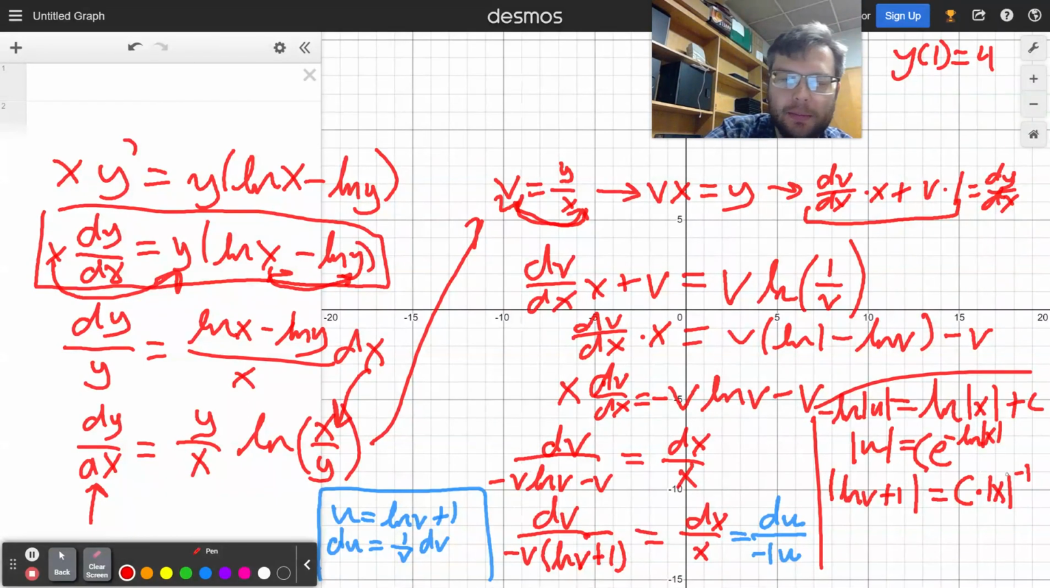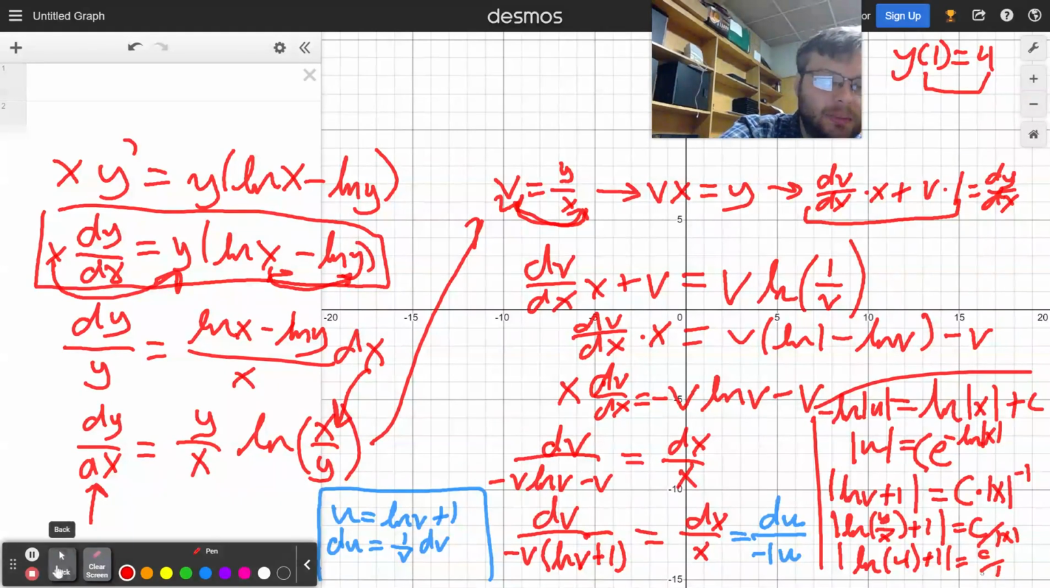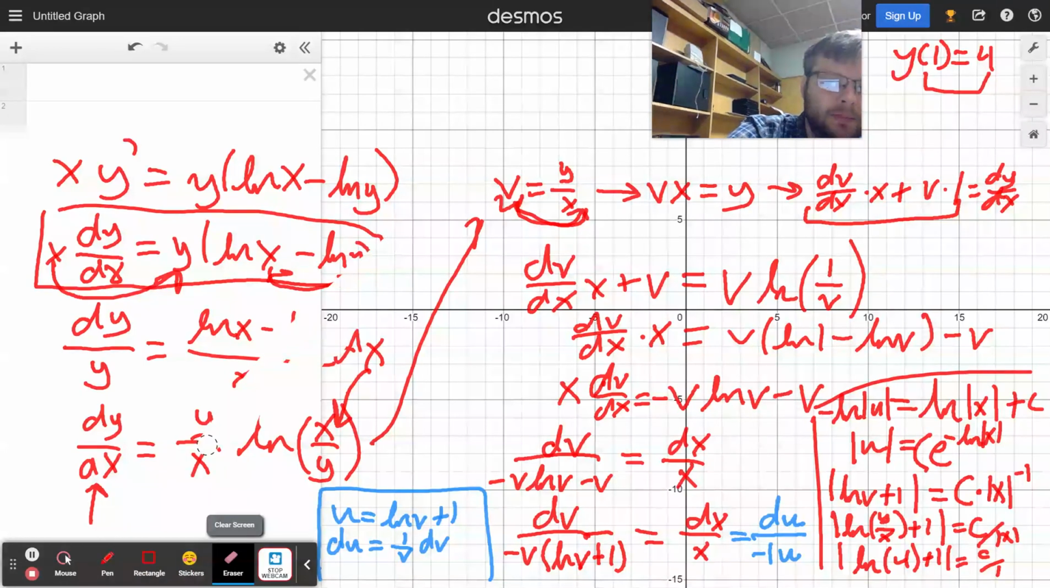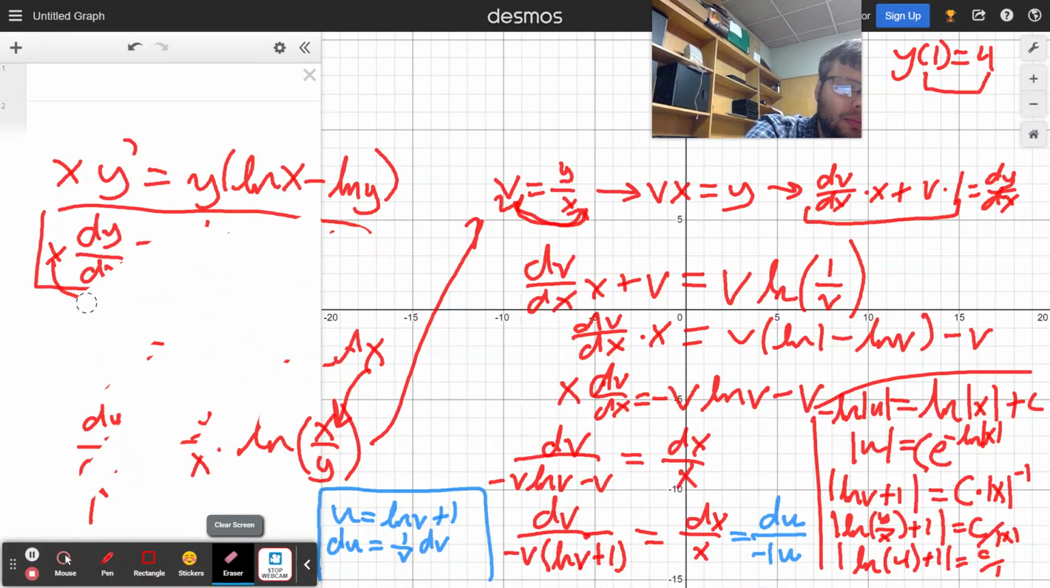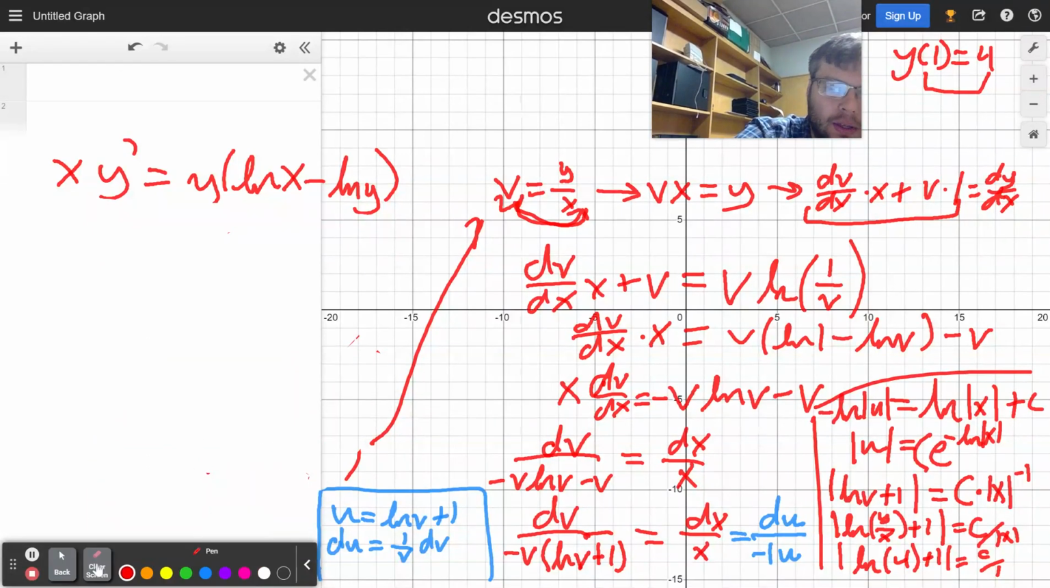And then I can substitute back in what v is equal to. So that's natural log of y over x plus 1 equals c over absolute value of x. I'm going to plug in the initial condition of x equals 1 and y equals 4. So I get natural log of 4 plus 1 equals c over 1. Okay, we're almost there. So now we know that c is the natural log of 4 plus 1.